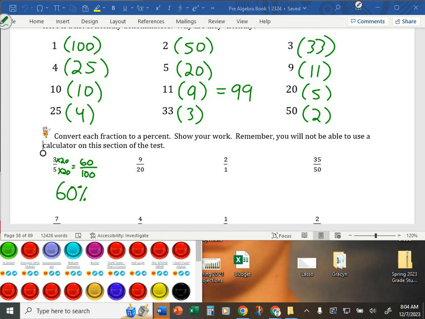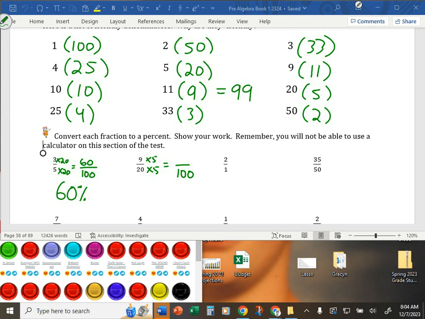Okay? So when you have a fraction without a denominator of 100, don't fret. We've got these friendly denominators that can help us. 9/20ths. How are we going to convert that into a percentage? By 5. Why by 5? Because that's what gets us that denominator of 100.